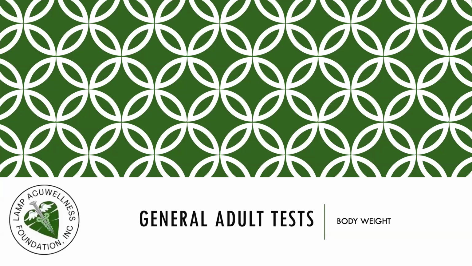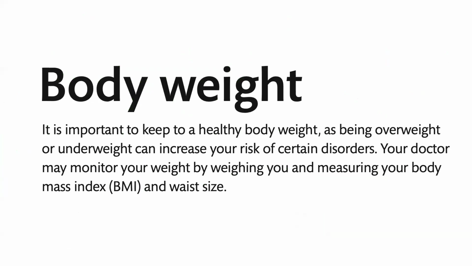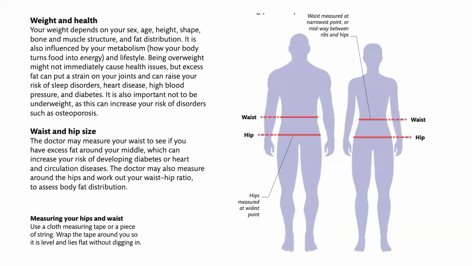Now let's talk about general adult tests. Body weight. It is important to keep to a healthy body weight, as being overweight or underweight can increase your risk of certain disorders. Your doctor may monitor your weight by weighing you and measuring your body mass index or BMI and waist size. Your weight depends on your age, your sex, height, shape, bone, and muscle structure, and fat distribution. It is also influenced by your metabolism, how your body turns food into energy, and lifestyle.